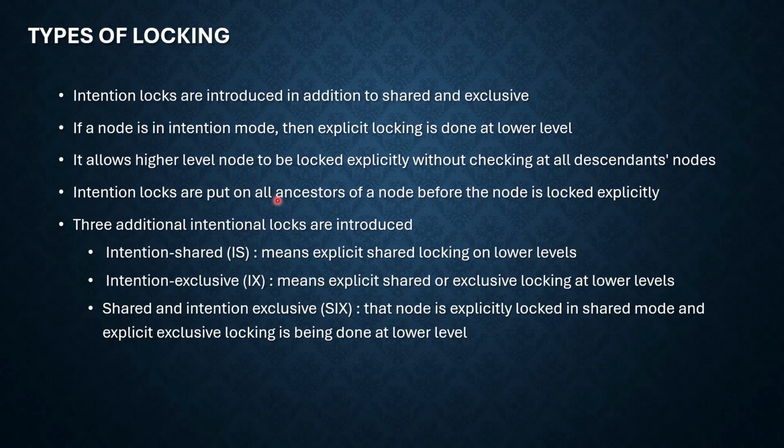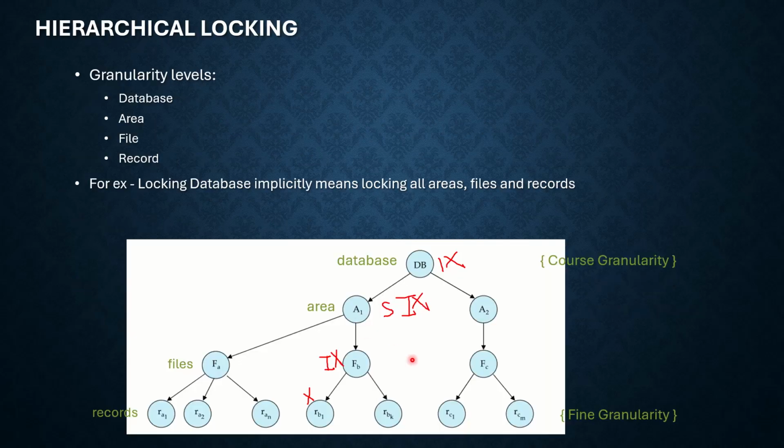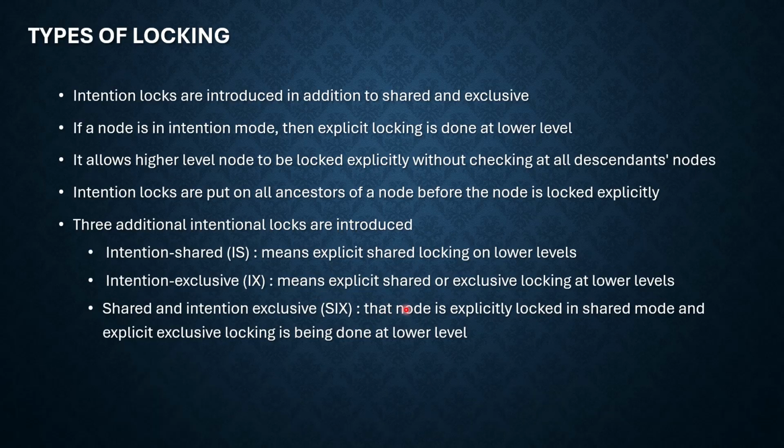Intention locks are put on all the ancestors of a node before the node is locked explicitly. I have explained three additional locks we have introduced: intention shared, intention exclusive, and shared intention exclusive. In shared intention exclusive, we have put a shared lock on that node, and any of the descendant nodes will have an exclusive lock. That node is explicitly locked in shared mode, and explicit exclusive locking is being done at lower level.